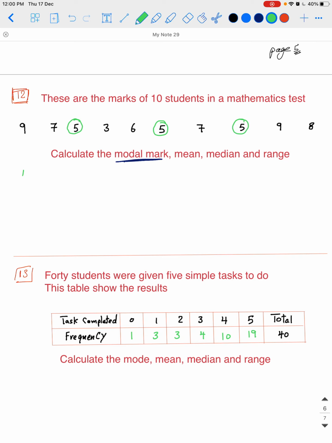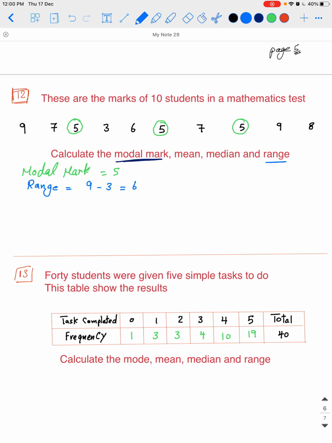So the mode equals 5. After that, let's calculate the easiest one, the range. The range equals the greatest value, 9, minus the smallest value, 3, so the range is 6.